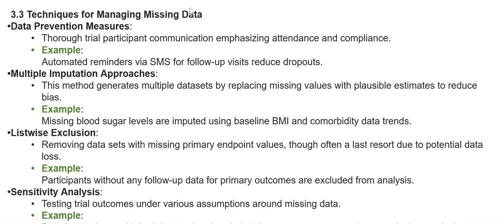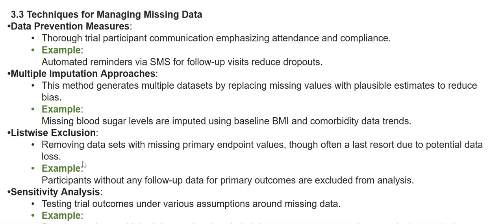Techniques for managing missing data. Data prevention measures. Thorough trial participant communication emphasizing attendance and compliance. Example, automated reminders via SMS for follow-up visits reduce dropouts. Multiple imputation approaches. This method generates multiple datasets by replacing missing values with plausible estimates to reduce bias. Example, missing blood sugar levels are imputed using baseline BMI, body mass index, and comorbidity data trends.